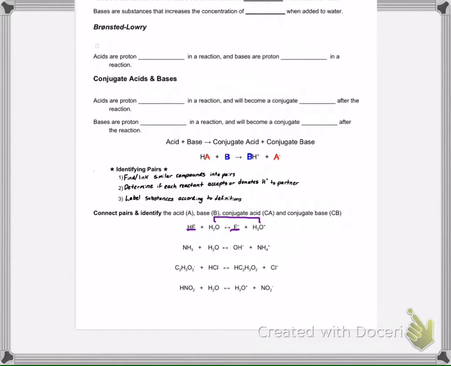So what you want to ask yourself now is, okay, what happened to this hydrofluoric acid? Did it accept a proton or did it donate a proton? So hydrofluoric acid went from HF to just F. So that means it donated a proton. So that's going to make HF the acid. And then if that's the acid, that means the fluorine ion is going to be the conjugate base. Okay, now water went from H2O to H3O. So that means it accepted a proton. Therefore, water is going to be the base, and that's going to make the hydronium the conjugate acid.